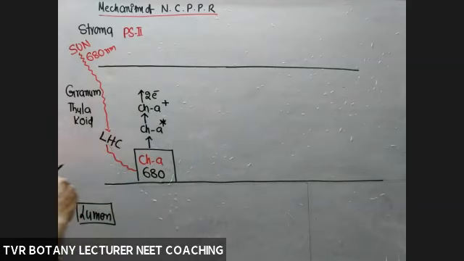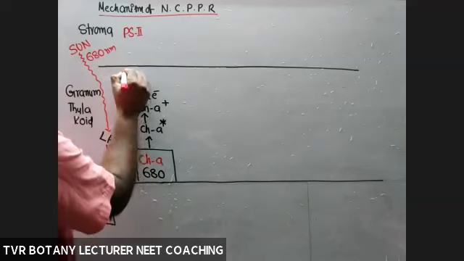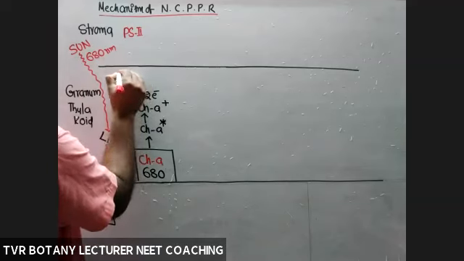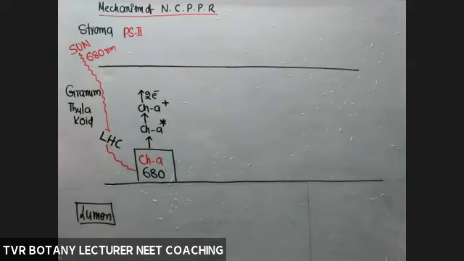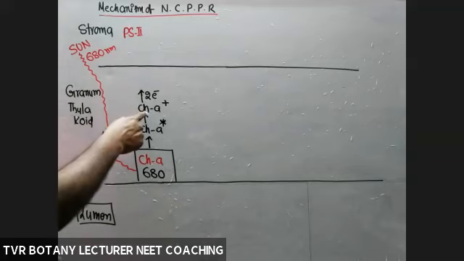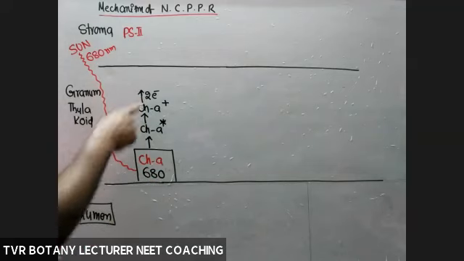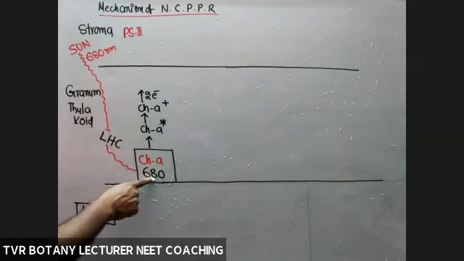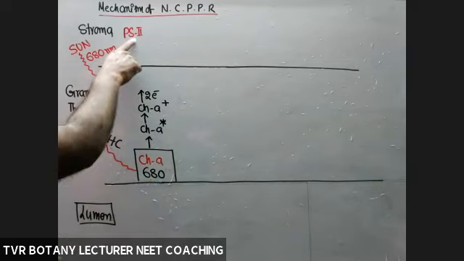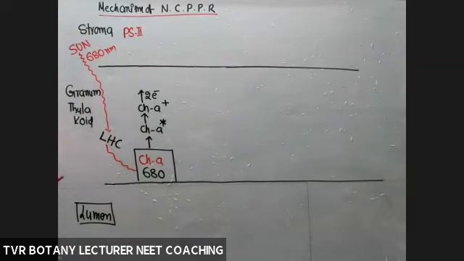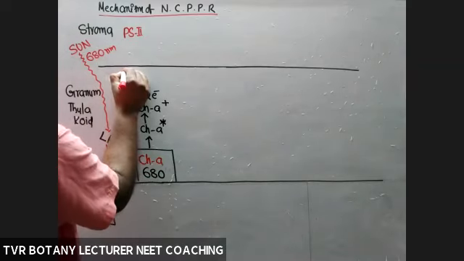Electrons donated, loss of electrons, definitely oxidation only. Now 2 electrons are accepted by the first electron acceptor. Here the first electron donor is the chlorophyll A molecule present in the reaction center of PS2. Now, the first electron acceptor, pheophytin.